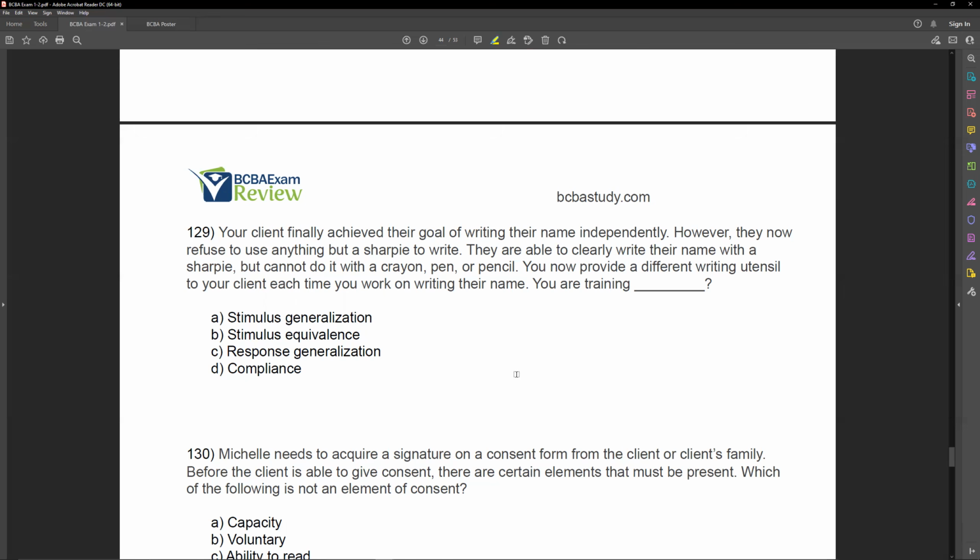So when we're working with stimulus generalization and response generalization, we're asking ourselves, are we dealing with one response or multiple responses? If we're dealing with one response across multiple stimuli, we're dealing with stimulus generalization. If we're dealing with one stimulus, multiple responses, we're dealing with response generalization. What are we looking at here? We're looking at one response, which is writing, across multiple stimuli, Sharpie, crayon, pen, or pencil. So you're training for stimulus generalization. We need them to be able to do the response of writing across multiple stimuli.